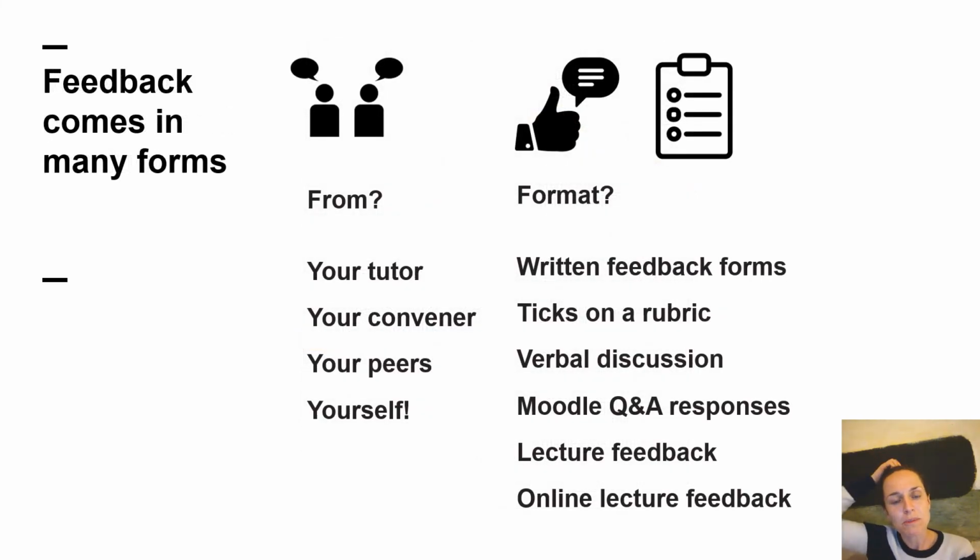It's important to remember that feedback comes in many different forms. It can come from your tutor, it can come from the course convener, it can come from your peers, and it can come from yourself through self-reflection. It can come in many different formats. So we give written feedback forms, we do ticks on a rubric, and that rubric has both a numerical and a qualitative value, which is always outlined in the assessment criteria.